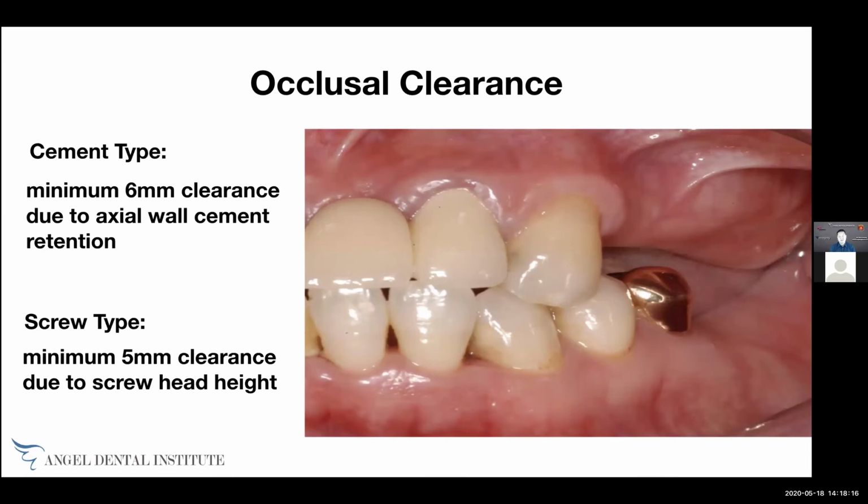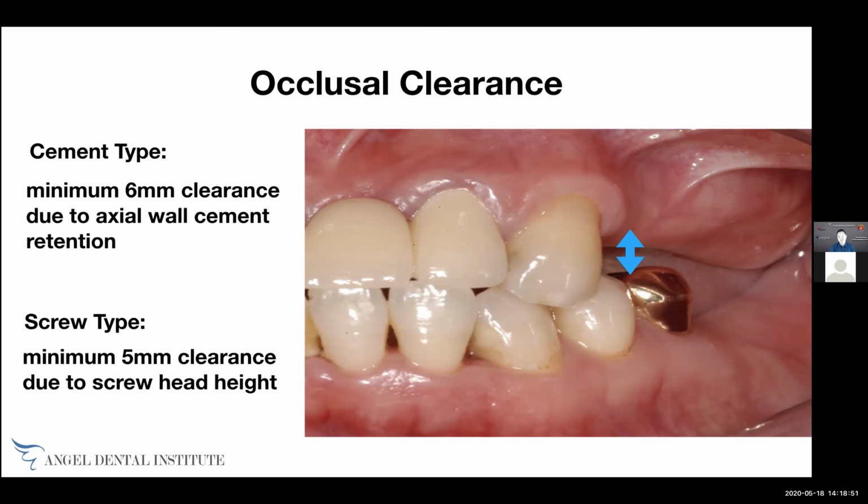That's pretty straightforward. And then how about occlusal clearance? There's 2 different kinds of implant restorations that we do. We do a cement type and screw type. If you're doing a cement type of restoration, you need a minimum of 6 millimeters of interocclusal clearance due to the axial wall necessary for cement retention of the crown, okay? And that is this distance right here, okay? So if this distance is less than 6 millimeters, you're not gonna have a situation where you could have good retention with cement type, okay?